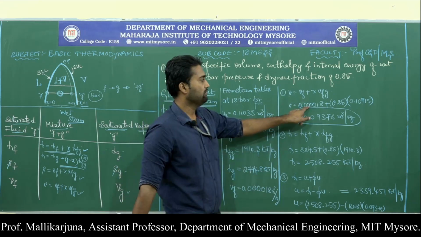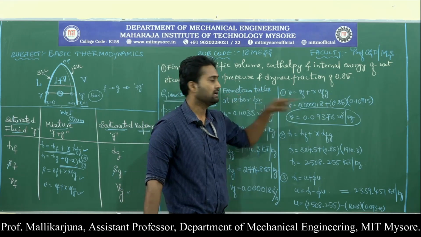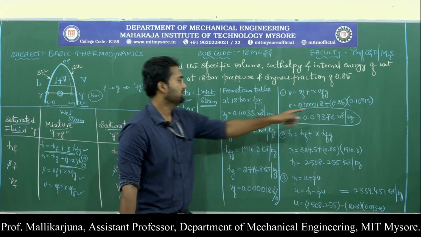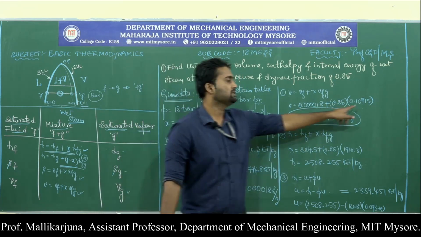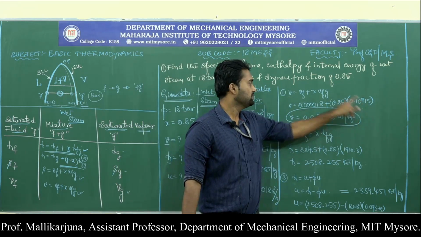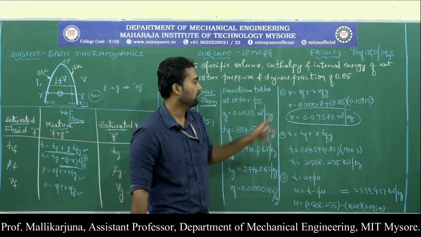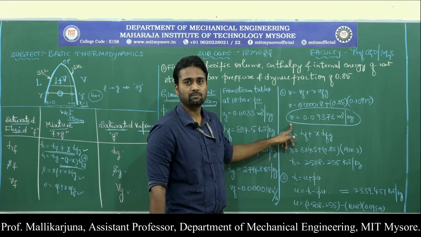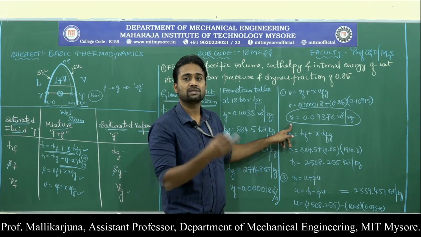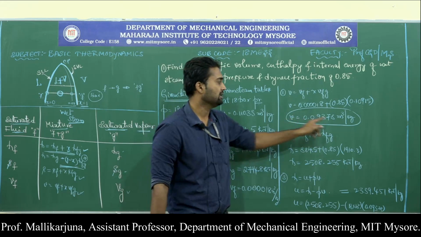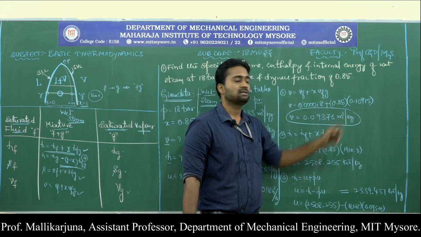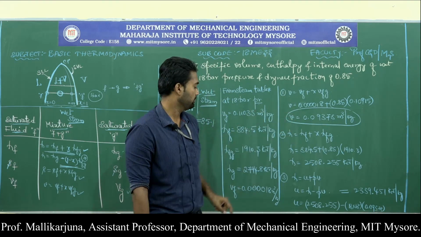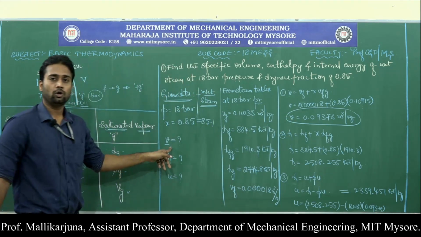I will substitute the value of Vf plus x. He has mentioned the value of x as 0.85, plus Vfg. Vfg is this much. I have not noted it down over here, but the Vfg value will be this much. Vfg and Vf I have taken from the data handbook. Upon simplification, the specific volume of the given wet steam, which is at 18 bar and has 0.85 dryness fraction, is 0.09378 meter cube per kg. So this is the first unknown, which is specific volume.